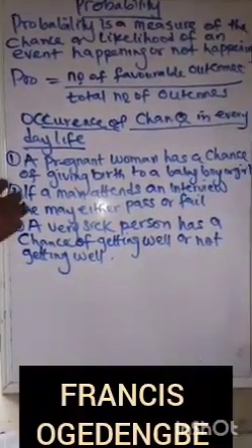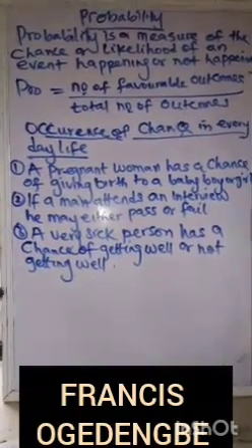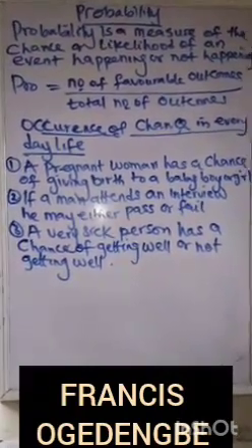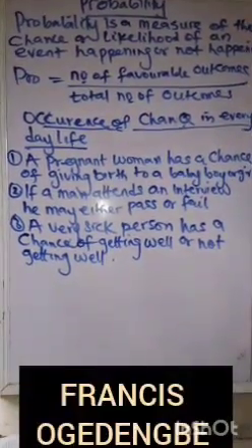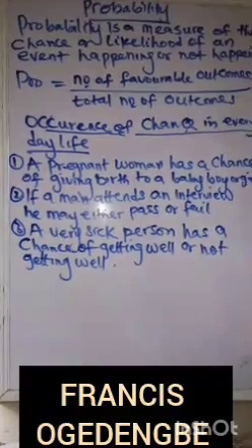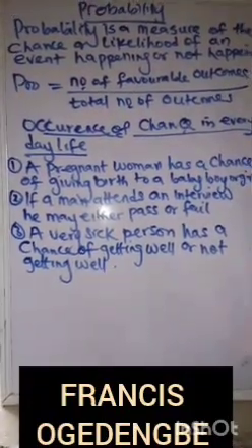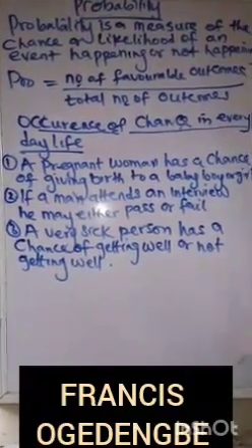Today we'll be looking at probability. Probability is a measure of the chance or likelihood of an event happening or not happening. Probability is equal to the number of favorable outcomes divided by the total number of outcomes.